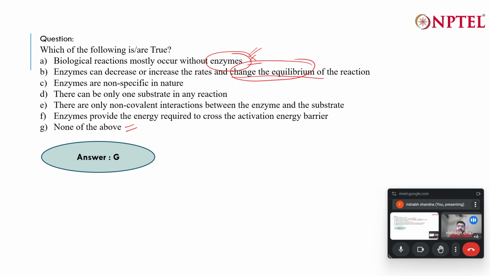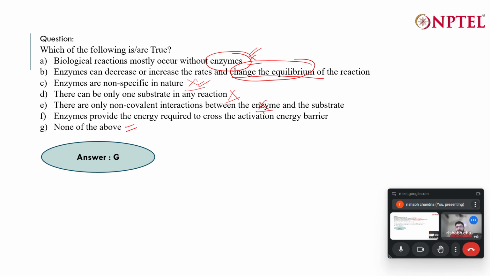Enzymes are non-specific in nature? No, they are very specific in nature. The enzyme decides which substrate to act on. So they are very specific in nature. There can be only one substrate in any reaction? No, there can be multiple substrates reacting in a particular reaction. So this is also false. There are only non-covalent interactions involved between the enzyme and the substrate? No, this is also not correct.